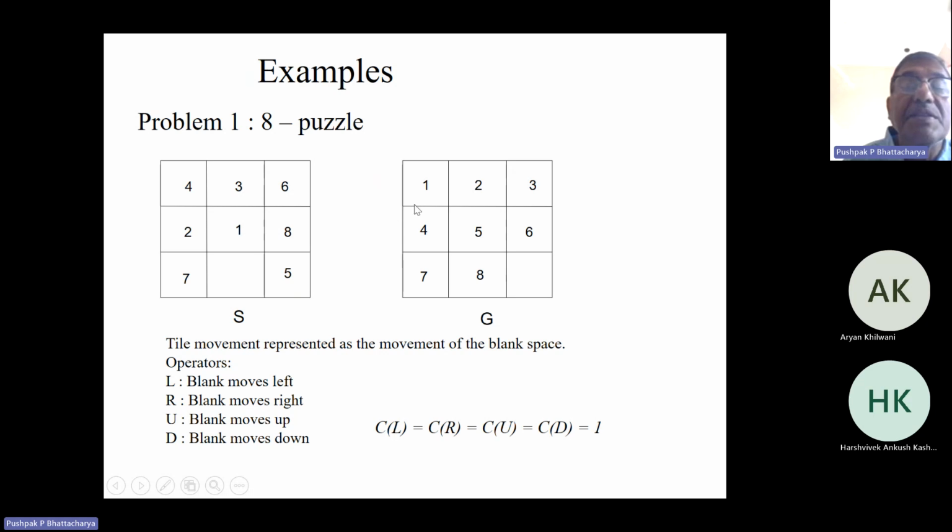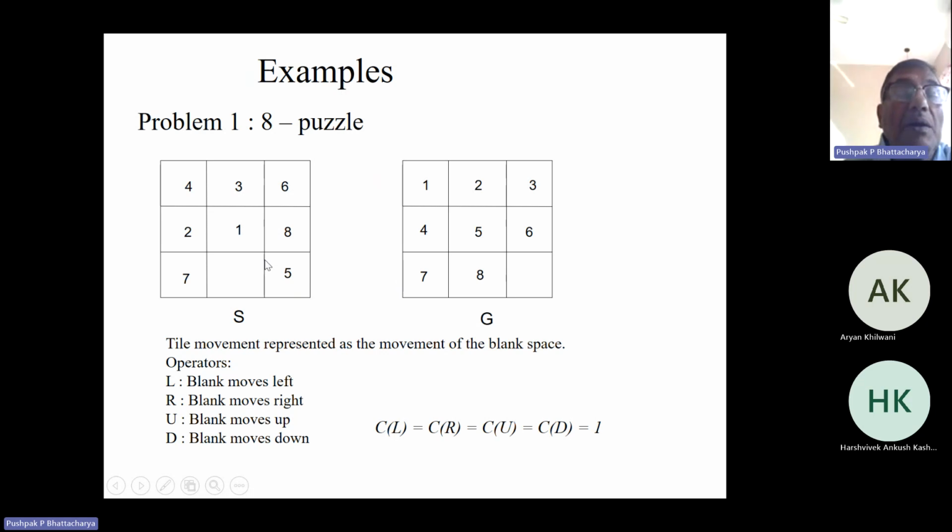So I mentioned that this is one problem we will implement in the lab, where there are 8 tiles which have to be placed in a particular order. Let's say 1, 2, 3, 4, 5, 6, 7, 8. And there is a blank space where the tiles move. So we have to go from the source state to the goal state by making these operations. Now, which operation to choose is the search question. And we are interested in finding the least cost path, the shortest path from the start state to the goal state.